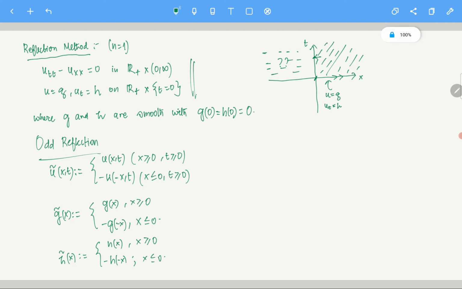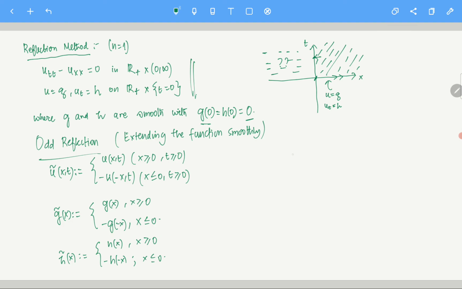Why do we have to take odd reflection? Here we are kind of forced to do an odd reflection, because g of 0 is given to be 0, right? If this is the case, g is a smooth function, right? So I want to extend the function smoothly. The important thing is extending the function smoothly. I don't want any bump or anything. So g and h have to be smooth on the whole x-axis, right? In order to do that, g at the point 0 has to be 0.